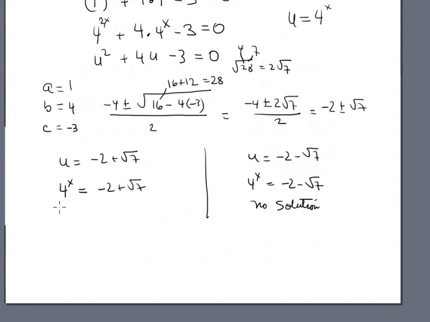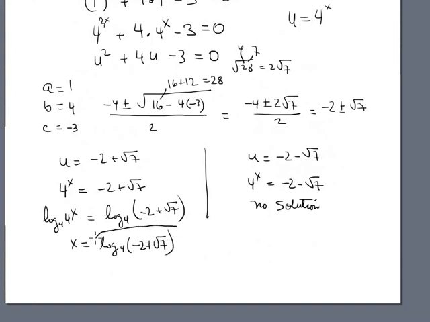you apply the logarithm to both sides. Logarithm base 4 of 4 to the x is equal to logarithm base 4 of minus 2 plus radical 7. This is just x equals logarithm base 4 of minus 2 plus radical 7. Okay, and this is the exact answer. And for the approximate answer using the calculator, of course you're using a standard logarithm, not base 4. You're using, for example, the common logarithm of minus 2 plus radical 7 over the logarithm of 4.